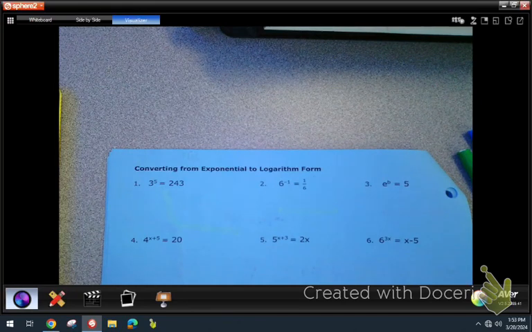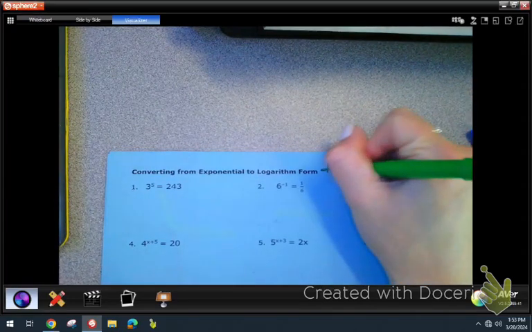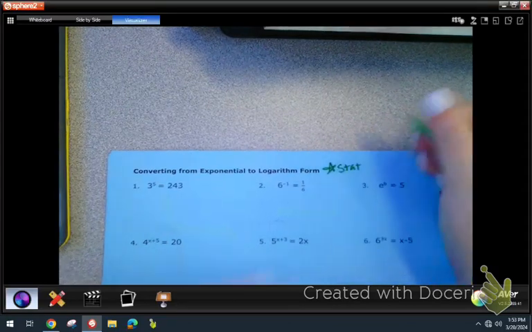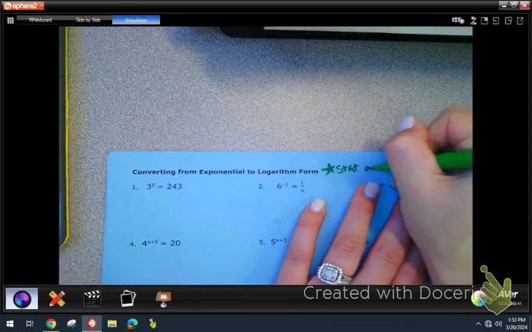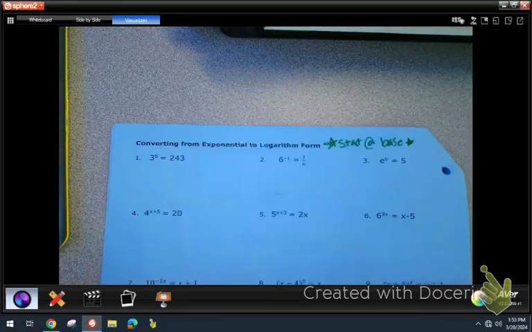I'm not going to do all of them. I might just pick a few to show you some examples, and then I'll have you fill in the rest. But here's the key. You always want to start at the base. Okay? The base of your exponential will be the base of your log and vice versa. Okay? Let me see which ones I want to do.